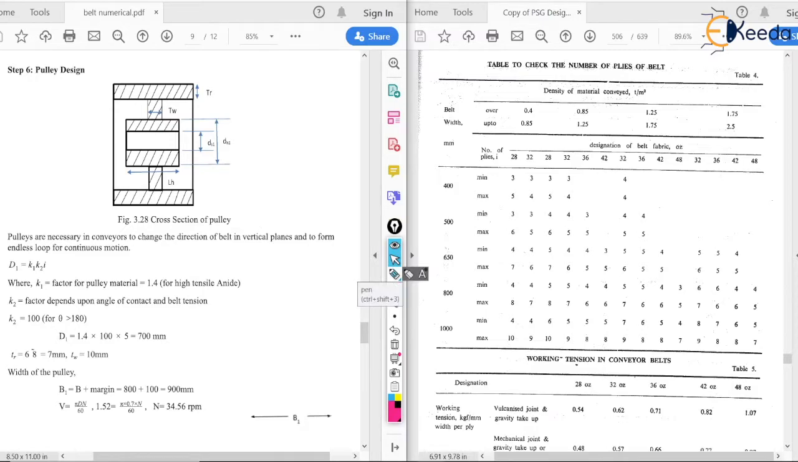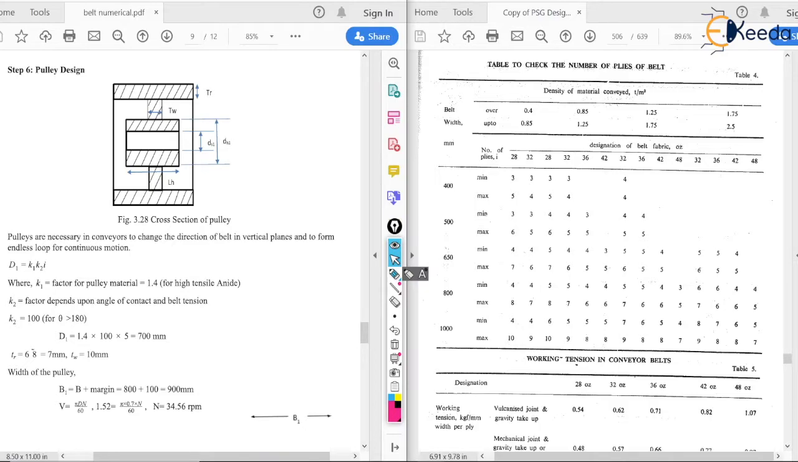For the pulley design, as you can see, this is a cross section of a pulley. Pulleys are necessary in conveyors to change the direction of a belt in vertical planes and to form an endless loop for continuous motion.